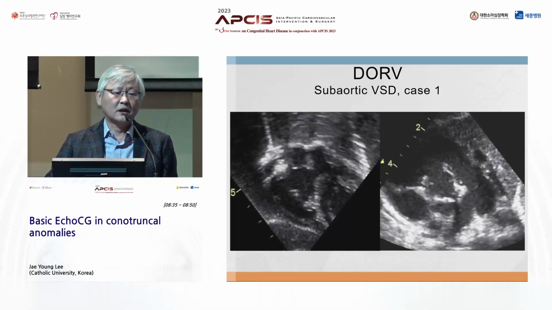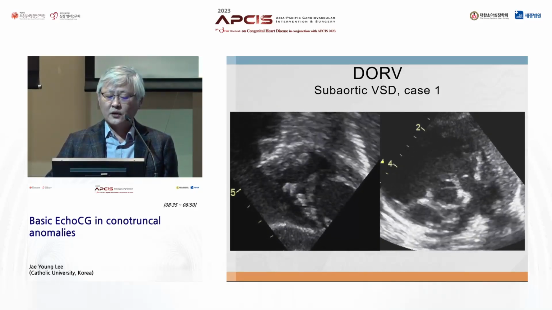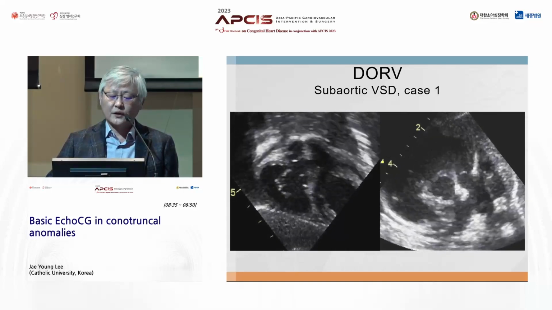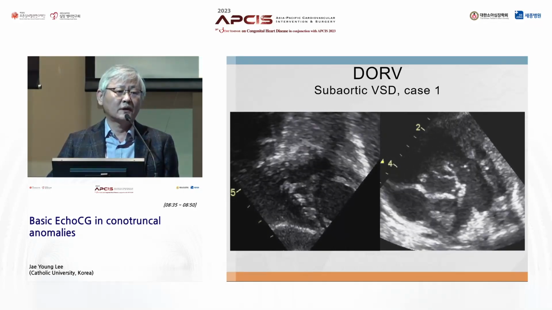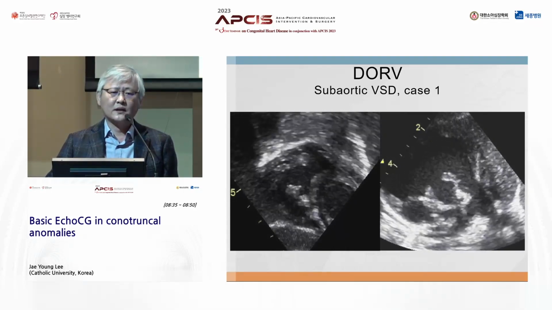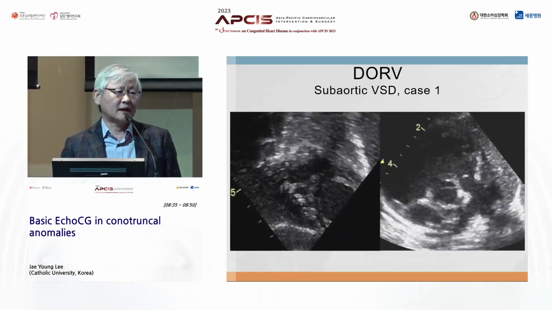Again, DORV, double outlet right ventricle. And the short axis view shows the wide patent RV outflow tract. So hemodynamically, this is a large VSD.